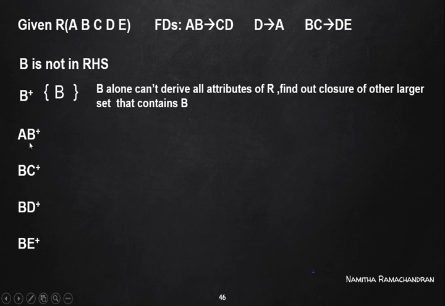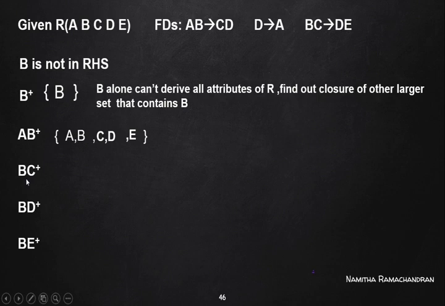Okay, so find the closure of AB. AB is directly added. From this we can derive C and D. Then D is already available, so we don't want to consider this further. Then from this BC we can derive D and E. D is already available here, so add this E also to this set. That means using this AB we can derive all the attribute values of our relation R uniquely. So this minimal set AB forms a candidate key of our relation R. Okay, this is the minimal key.